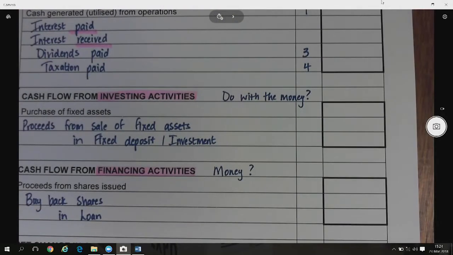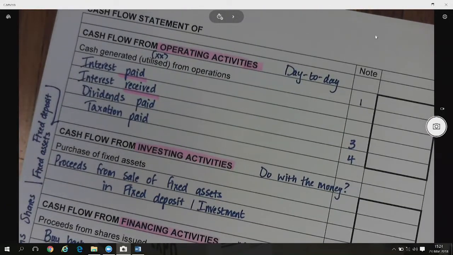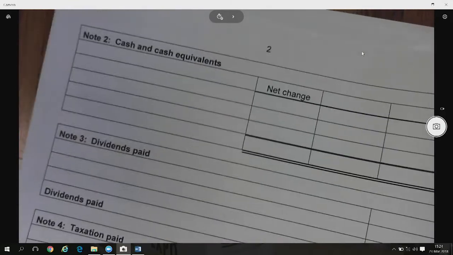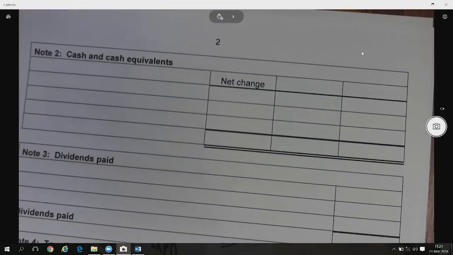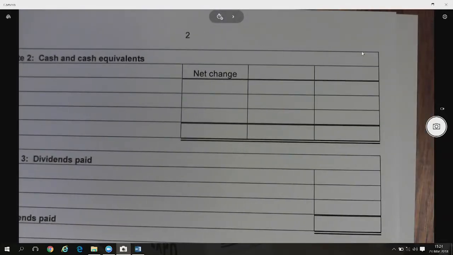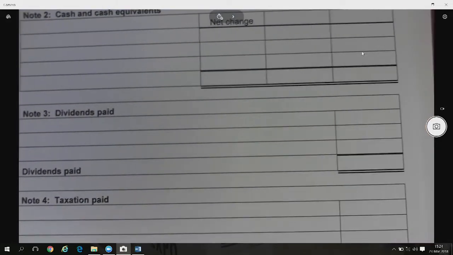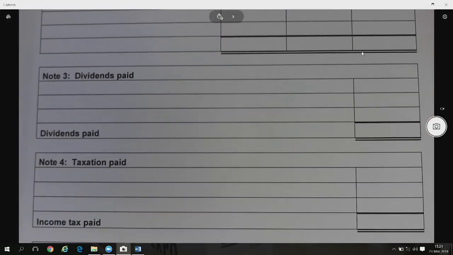Note number 2 is very easy. That is the cash and cash equivalents note, and they will not ask you this note because it's just too easy. The only thing that you must do is put in last year and this year. Then your dividends paid and your taxation paid.